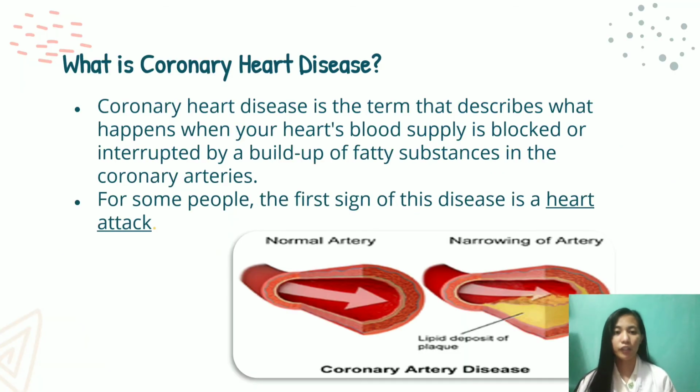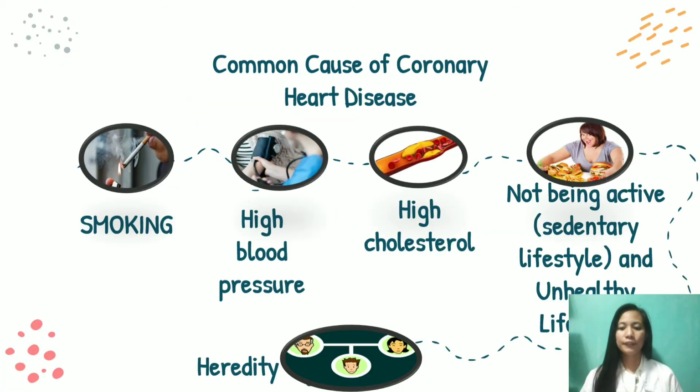So again, coronary heart disease is a term that describes what happens when your heart's blood supply is blocked or interrupted by a buildup of fatty substances in the coronary arteries. Coronary artery disease is caused by plaque buildup in the wall of the arteries that supply blood to the heart. This plaque is made up of cholesterol deposits, and this plaque buildup causes the inside of the arteries to narrow over time. For some people, the first sign of this disease is a heart attack. These are the common causes of coronary heart disease.